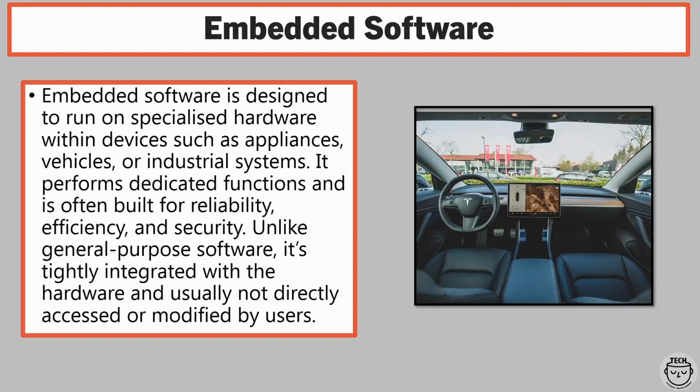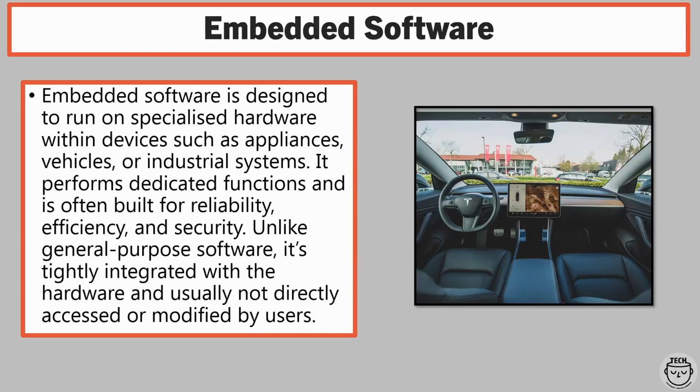So lastly, we've got embedded software. I've got a picture of a Tesla for an example. A really key example is a GPS or media system. So it's special software for special hardware, like a car, washing machine, microwave, whatever, such as appliances, vehicles, or industrial systems.